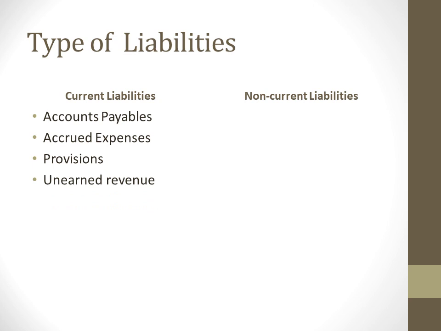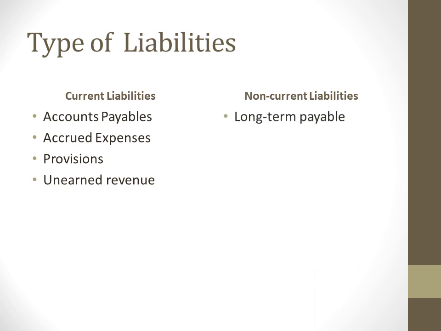Next, we also have unearned revenue. So this is revenue that has been paid but not yet rendered. So if you see the accrued expenses, the accounts payable, and the unearned revenue, these are being put in the liability section to comply with our accruals.